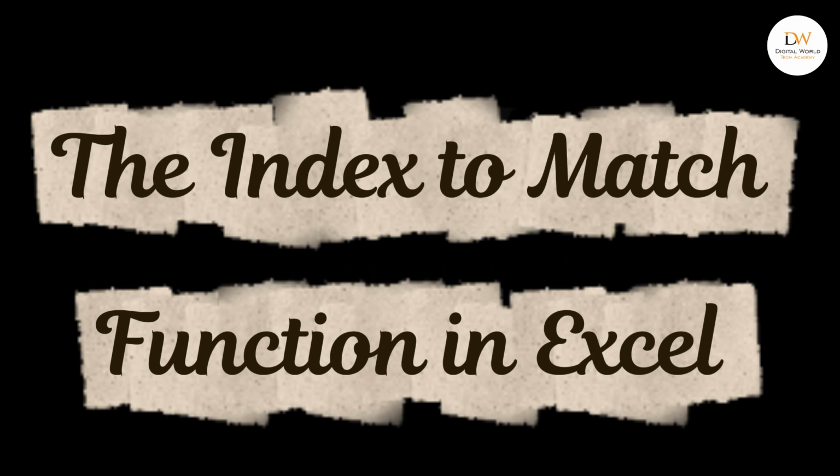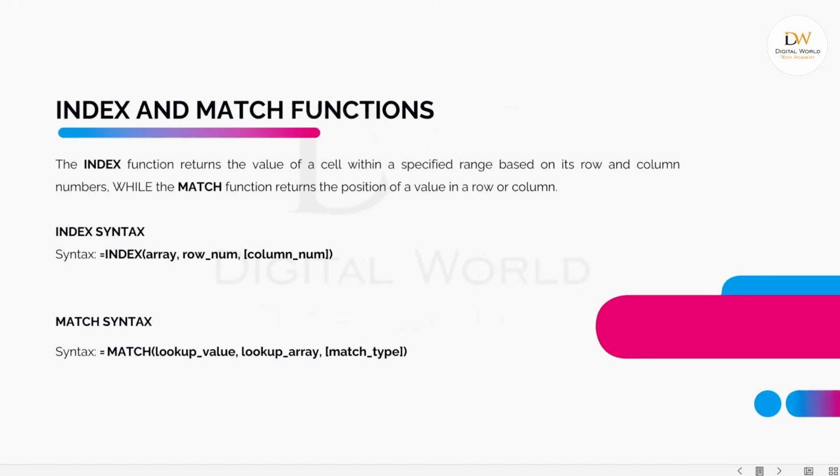In this video you will learn how to use the index and match functions in Excel. The index function returns the value of a cell within a specified range based on its row and column numbers, while the match function returns the position of a value in a row or column. We can say that the index function goes to the location and returns the value in that location, while the match is the GPS that locates the information.